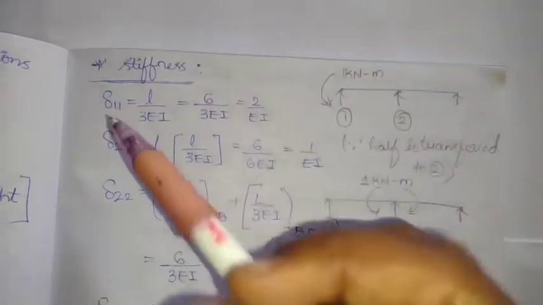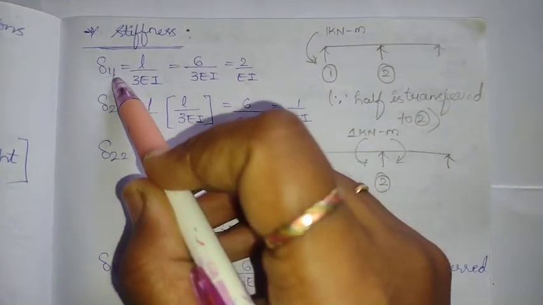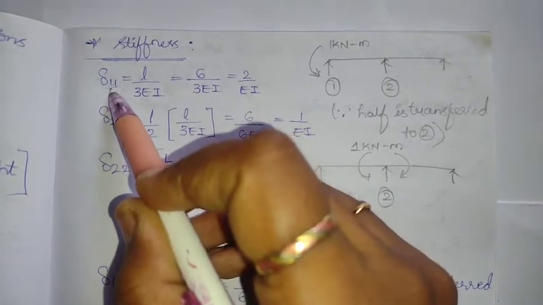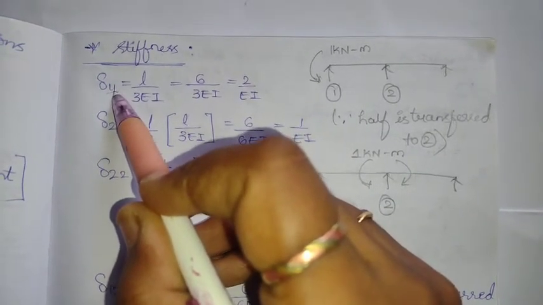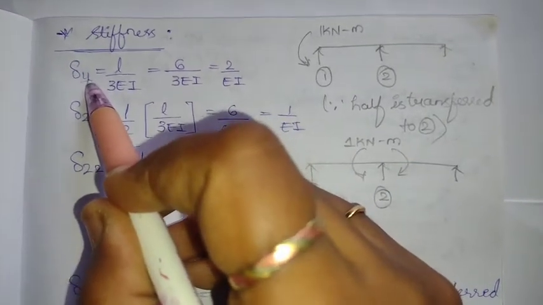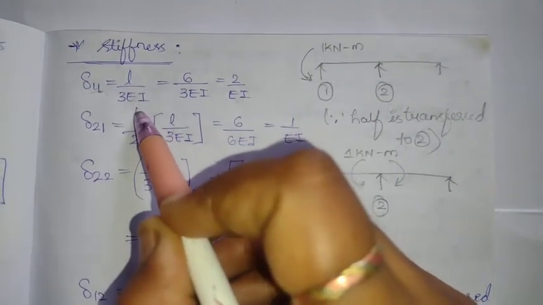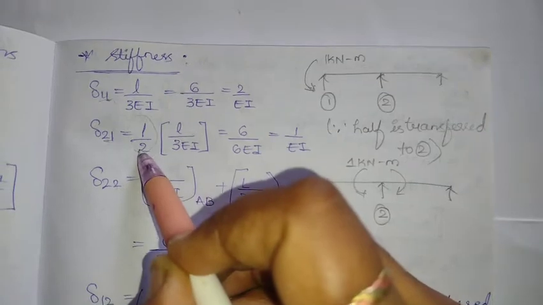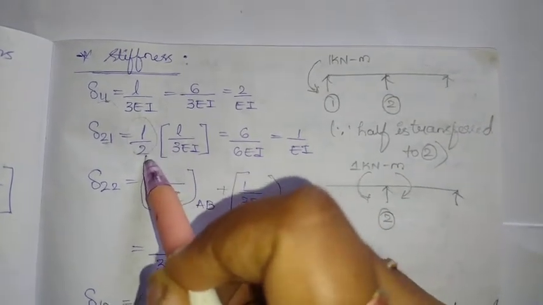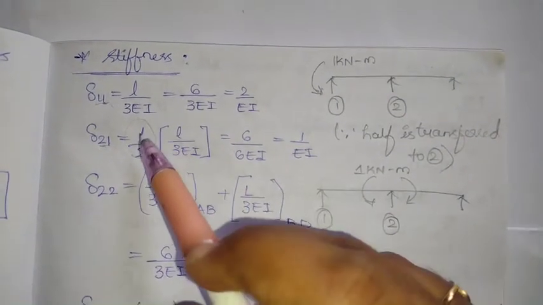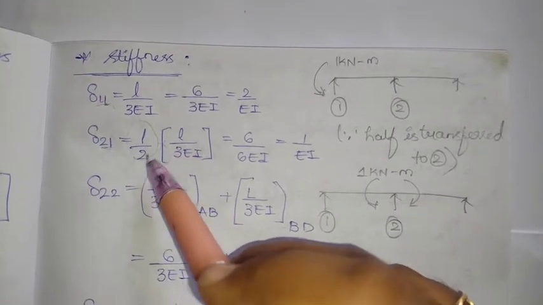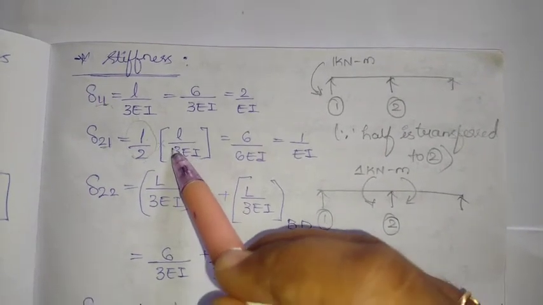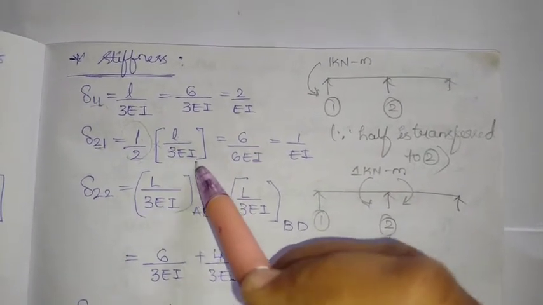Delta 11, that is both at the same node. You are applying the force at this same node, and the calculation of this flexibility or the displacement is at the same node. So here it is L by 3EI. When both are different, it would be half. The carryover factor would be half of that. That is L by 3EI into 1 by 2, that is dividing this equally, L by 6EI.